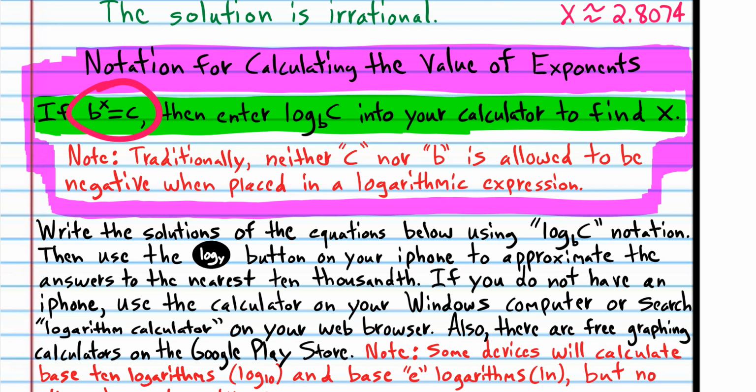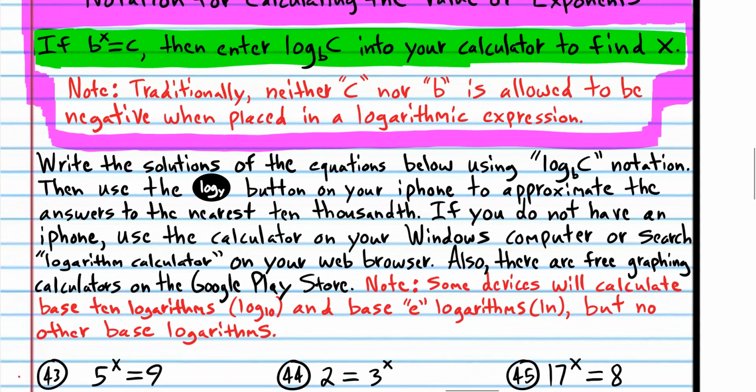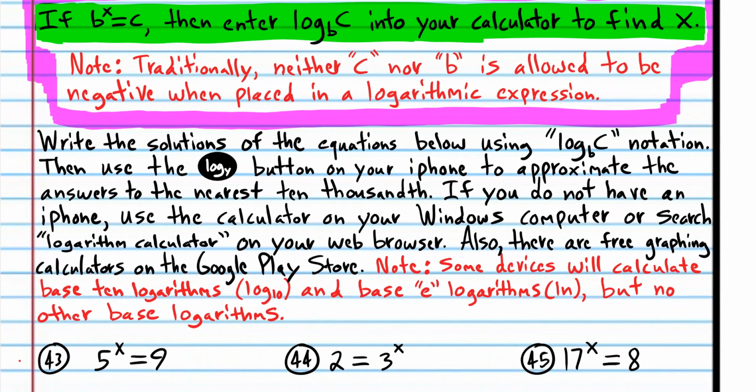And so here's the notation that we use. If b to the x power is equal to c, then you enter log base b of c into your calculator to find that exponent x. We don't really have to discuss this in detail now, but just be aware that traditionally, when you use log notation, neither c nor b are allowed to be negative in this logarithmic expression. It's not exactly obvious why that would be true, but we'll get into that later.